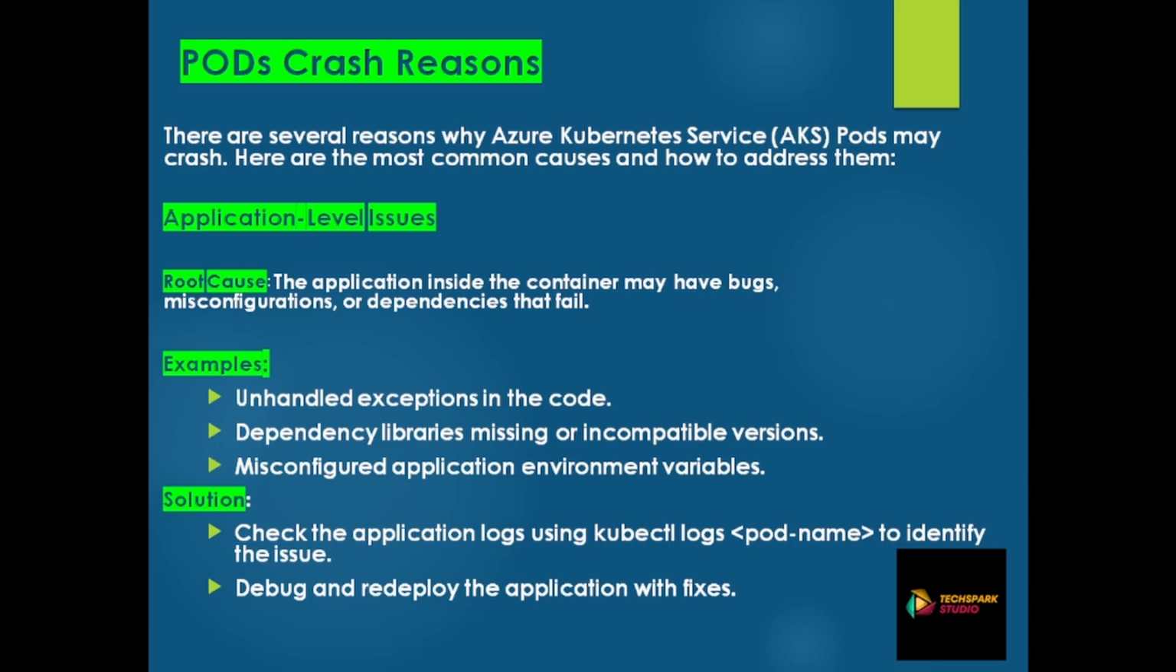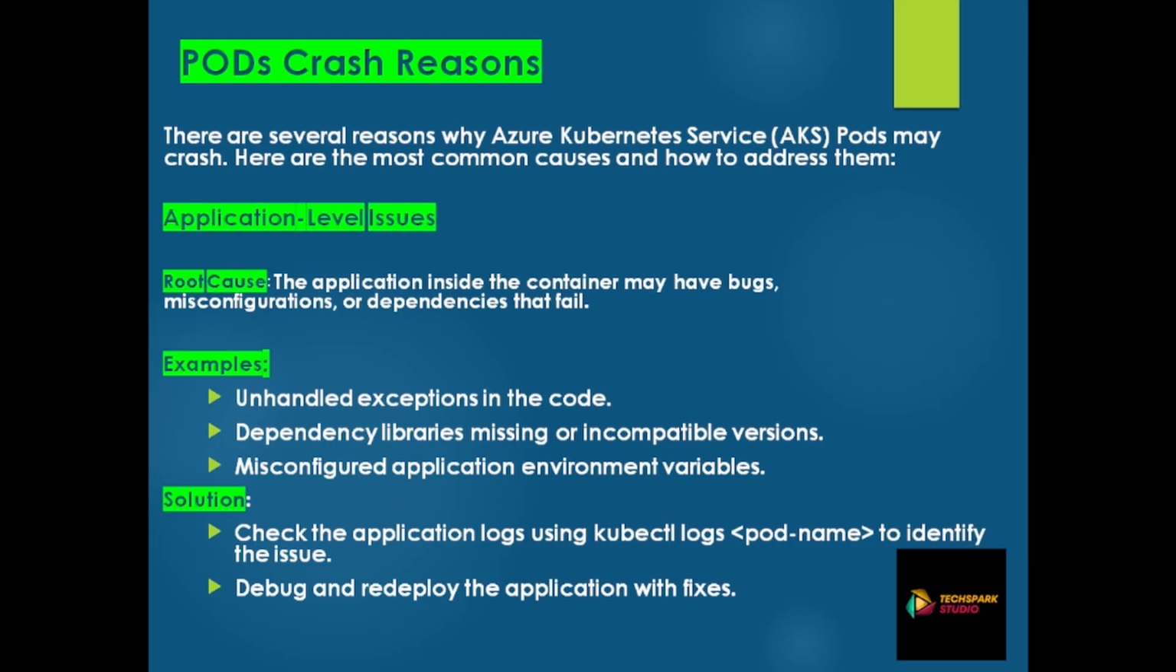When we say application level issue, mostly the root cause is related to the application inside the container. It may have a bug, or some misconfiguration, or some dependencies may be failing. For example, an unhandled exception in the code, missing dependency libraries, or a misconfigured application environment variable. These are three examples which can cause an application level issue.